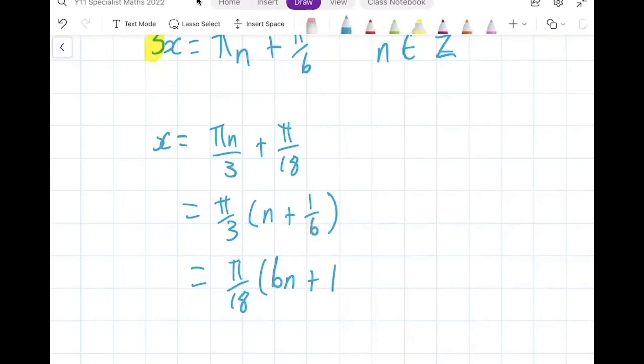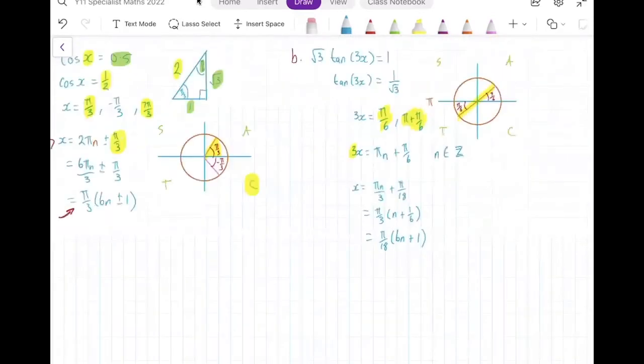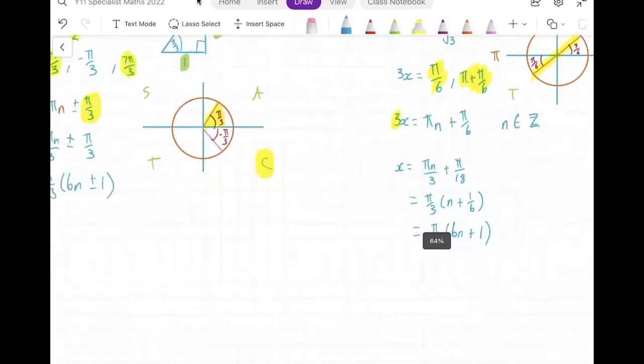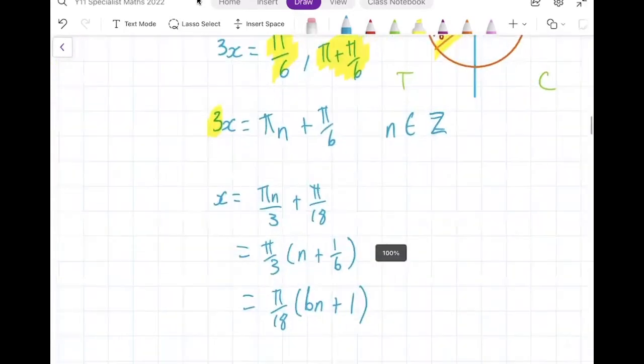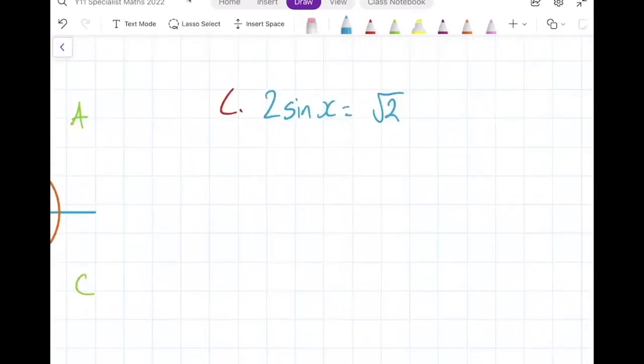So I'm going to get this here, which again looks a little bit similar to my solution before, where I have this 6n plus 1. In this case, it's just plus as opposed to plus or minus. There will be some subtle variations depending on the question. That just stems from whatever my angle is that I have over here on this side will give me a slightly different result.